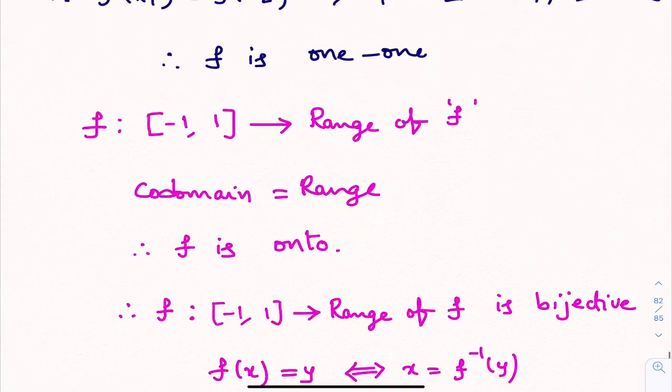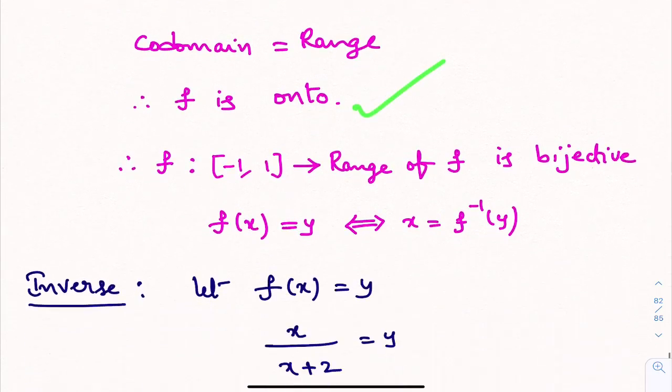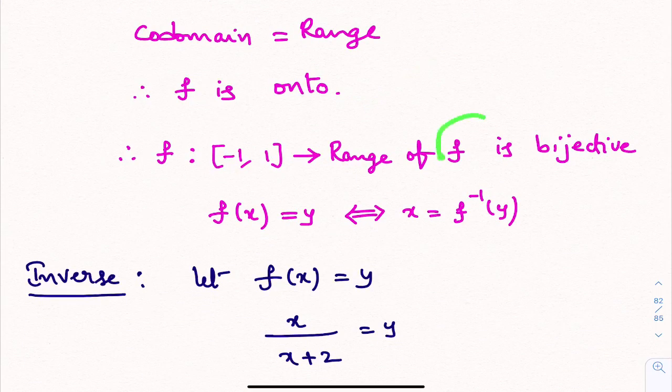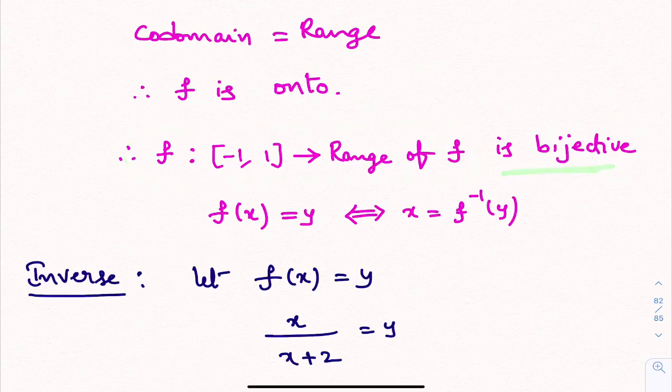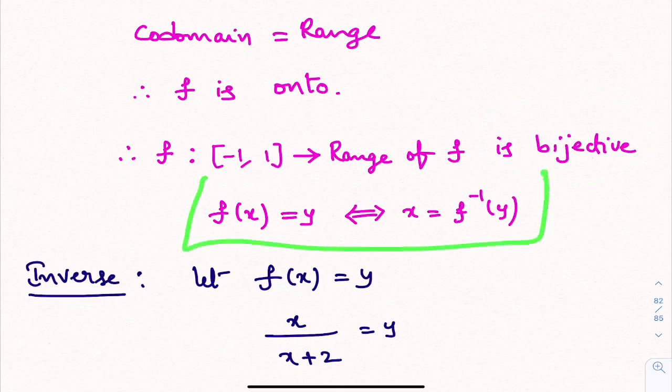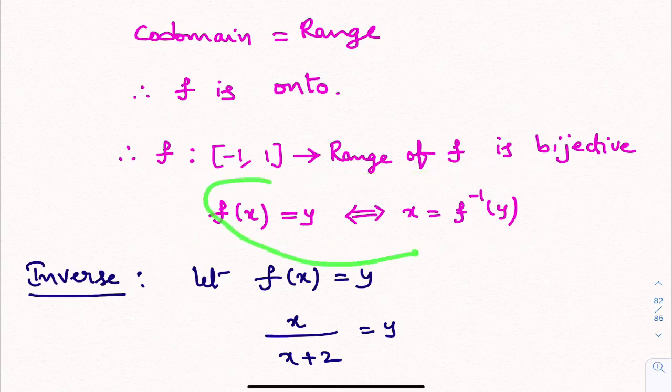As the function is a one-one function and as the function is an onto function, we can say that this function f is bijective, right? When it is bijective, the inverse exists. So whatever step I have written here is very important. This holds good only when the function is bijective. See here, f of x equals y if and only if x equals f inverse of y. This holds good only when the function is bijective.